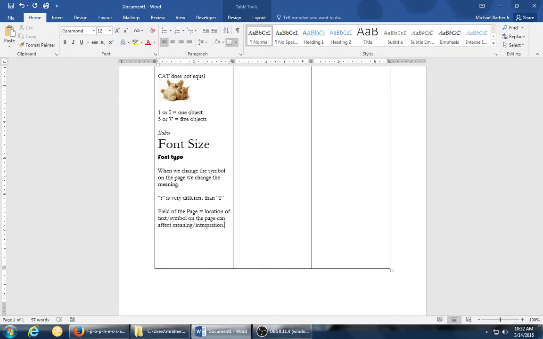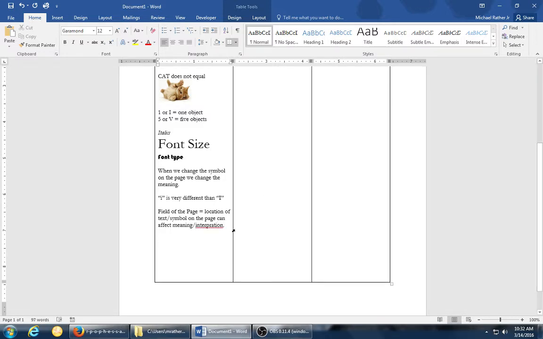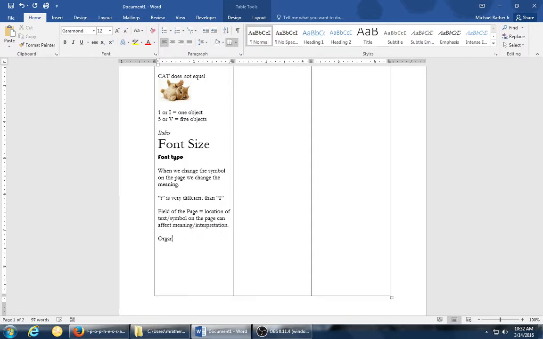Okay, so there's all of that element, but then just also on a basic level, you have the organization of text on a page. So this issue is, does the poet use stanzas or paragraphs? Because remember, poetry can be written in prose or in verse.